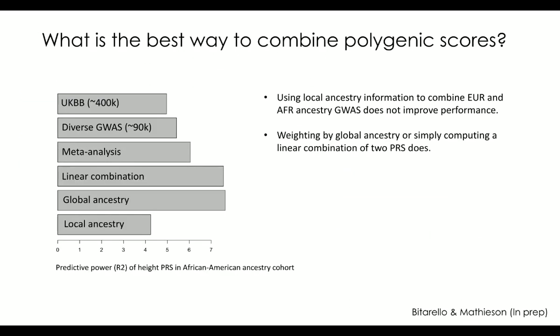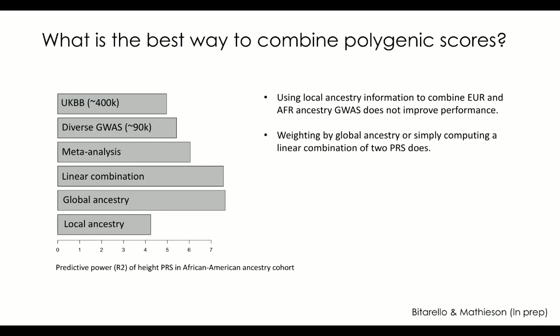And that's borne out by a follow-up analysis where we asked how we could combine polygenic scores. Here I'm showing you the predictive power in an African American ancestry cohort of different GWAS. We have the GWAS from UK Biobank, and we have the GWAS from a diverse cohort, which is largely African American. Those two have similar predictive power, even though the diverse GWAS is much smaller, because it's closer to the ancestry of the test population.